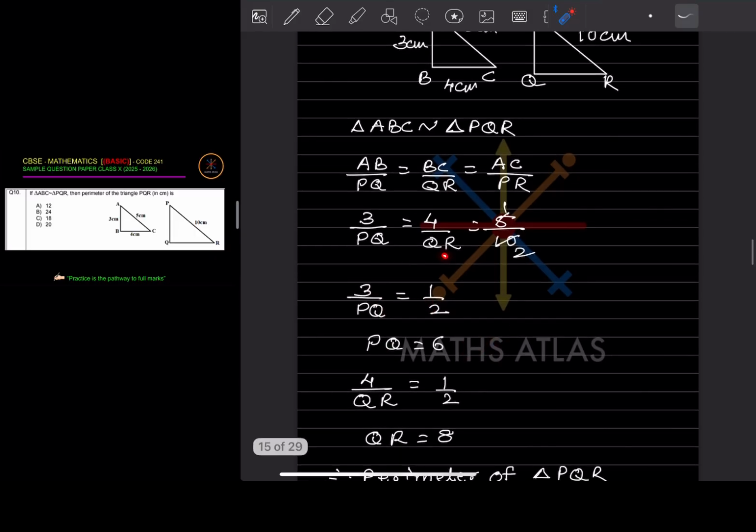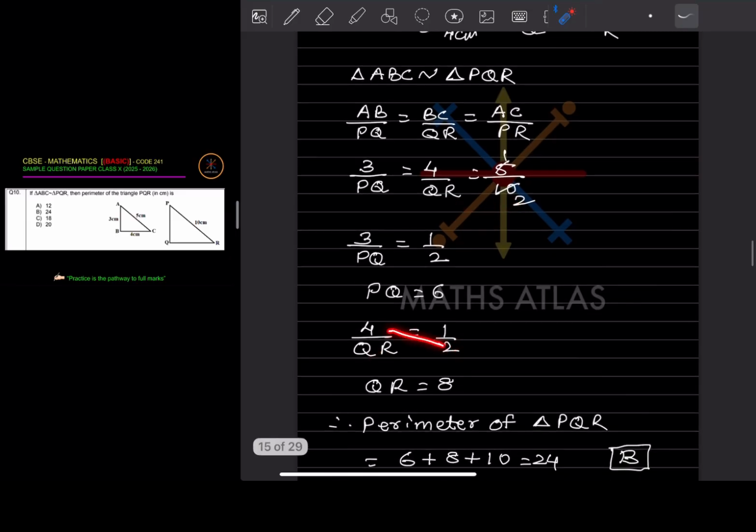Now same, we will take this and this together. So 4 by QR is equal to 1 by 2. Again, when we cross multiply this, QR into 1 is going to be QR, and 4 twos are 8.